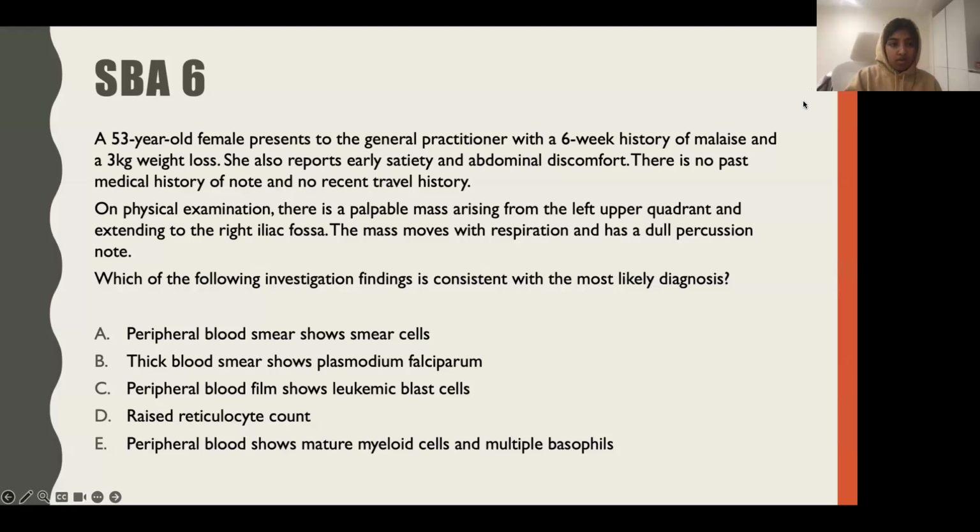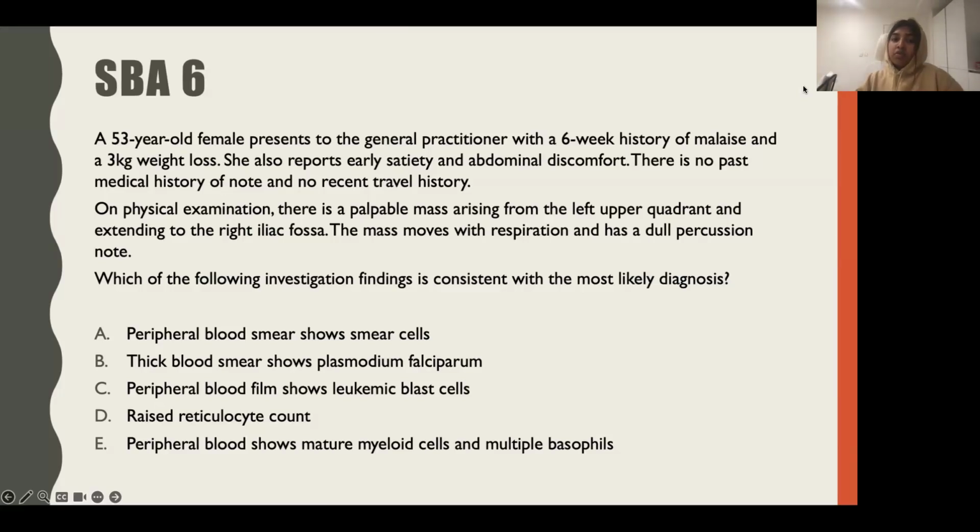Okay, so this is our leukemia SBAs. I hope everyone understood that, or if that was an overwhelming amount of information, I'm sorry, but it has to be done. You need that information. But yeah, take your time learning it. Just keep doing the questions and you'll be fine. So back to our SBA.